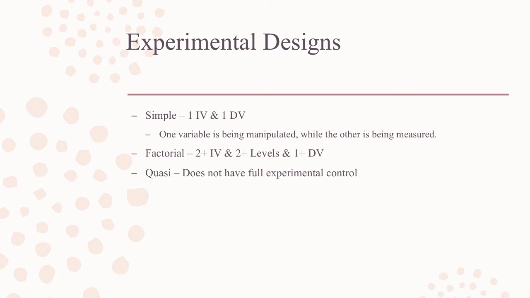Experimental designs. We have our simple experimental design, one IV and one DV, where one variable is being manipulated and the other one is being measured. For factorial, we have two IVs or more and two levels or more and one DV or more. But when there's multiple DVs, that's when we get into multivariate statistics and latent variables and stuff like that. So I'm not going to go too deeply into that. Quasi-experimental designs do not have full experimental control, is the basic gist of what your textbook is saying. Continuing on.